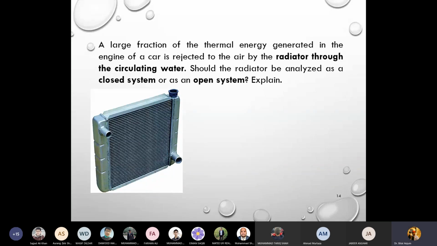What is it that is extracting the heat? Water. So if there is no water coming into the system, would the radiator be working? You have one inlet and one outlet. If I have the inlet on the top and the outlet at the bottom, and water is not flowing into the system and coming out of the system, how can I extract the heat out of the system? If this is my radiator shown to you.